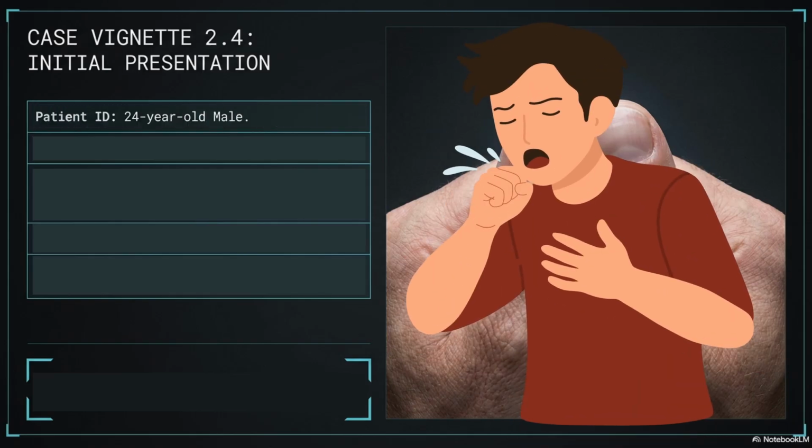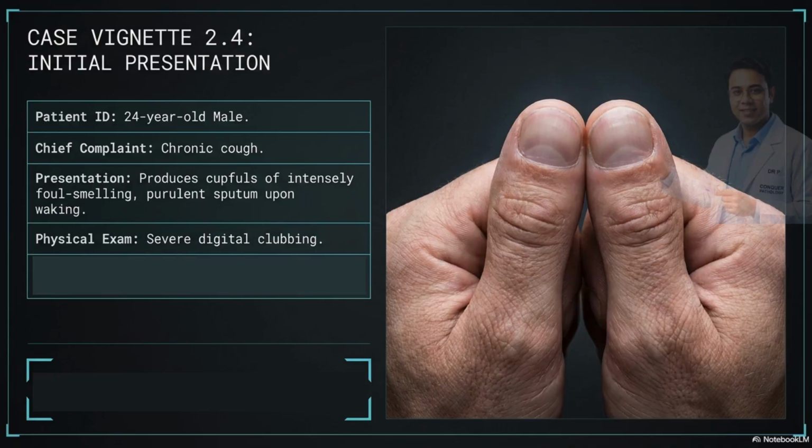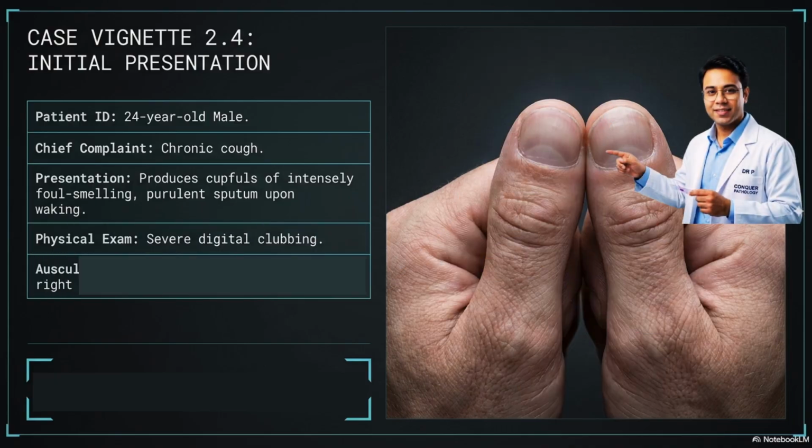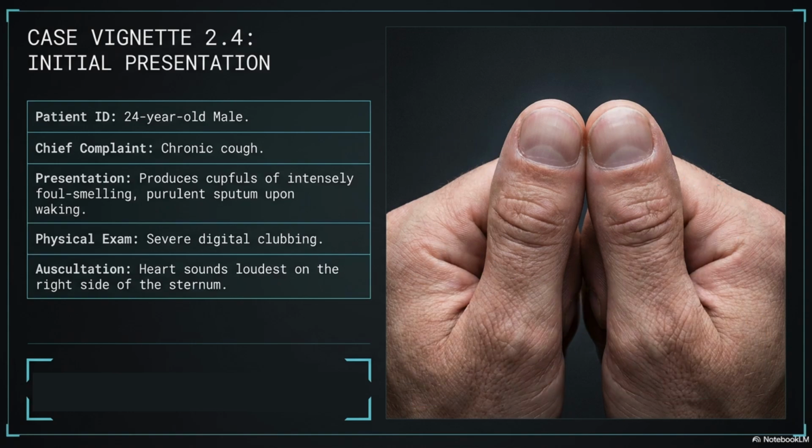We have a 24-year-old male whose chief complaint is a chronic cough. His presentation is striking. Upon waking, he produces cupfuls of intensely foul-smelling purulent sputum. On physical exam, we note severe digital clubbing, and upon auscultation, his heart sounds are loudest on the right side of the sternum. Keep this question in mind as our diagnostic target for today's lecture. What underlying genetic defect does this patient harbor?